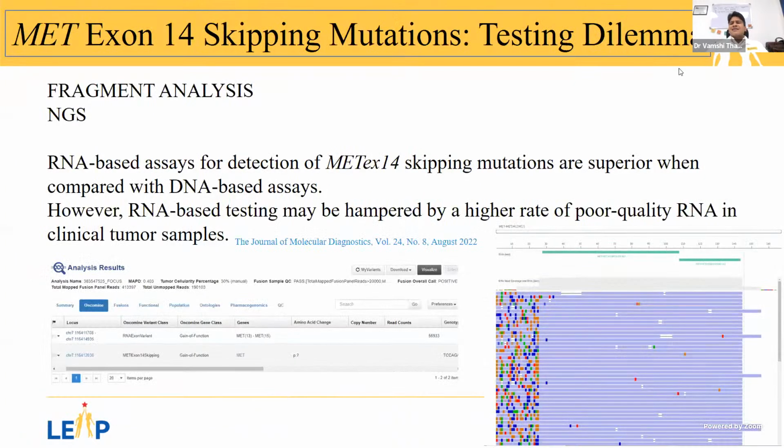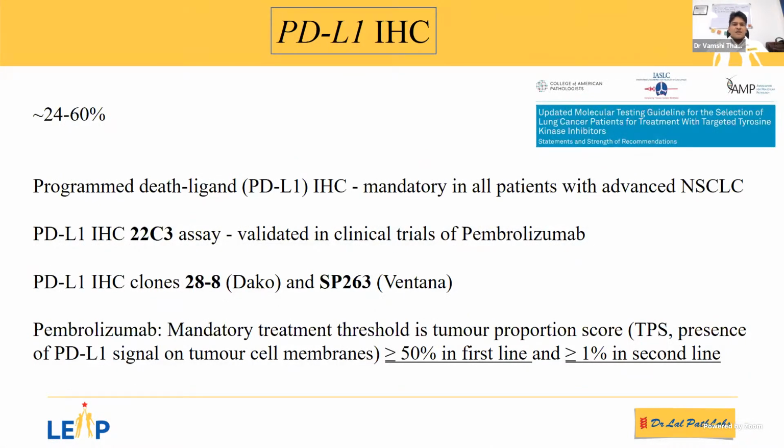The testing dilemma would be whether to go for a DNA-based assay or an RNA-based assay. However, the RNA-based assays are much superior to the DNA-based mutation detection. If you see here, this is an NGS wherein exon 13 and exon 15 have come together, and these are multiple reads that you're looking at. So exon 14 has been skipped or deleted because of the splicing mutation.